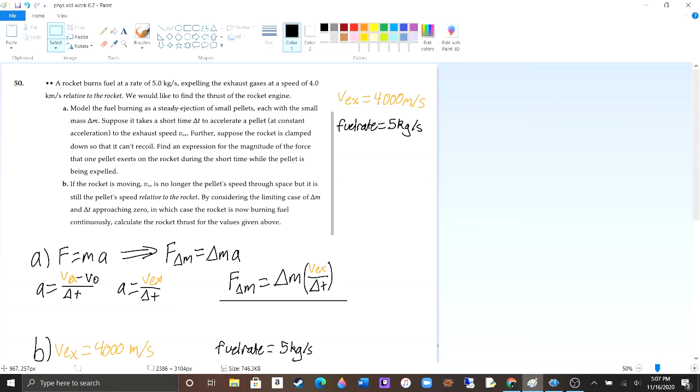So the question is, a rocket burns fuel at a rate of 5 kilograms per second, expelling the exhaust gases at a speed of 4 kilometers a second, and we would like to find the thrust of the rocket engine. So this problem is trying to get us to relate the mass of an object to its force when you're given acceleration.